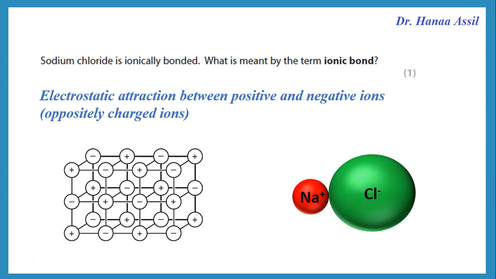Remember we said an ionic compound is a giant three-dimensional structure of alternating positive and negative ions. But here we're asking what is the ionic bond. Remember, a bond is always electrostatic attraction forces between something. So in the ionic compound, the ionic bond is electrostatic attraction forces between positive and negative ions or oppositely charged ions.